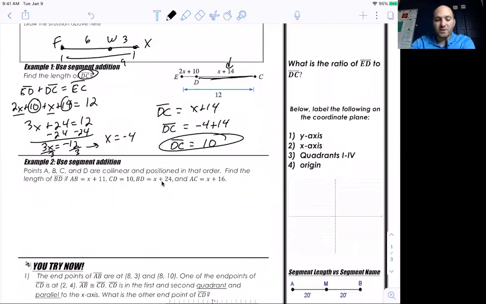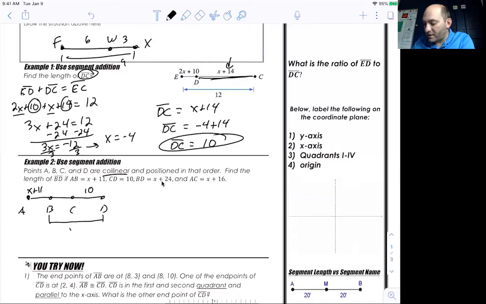All right. So here's my number one piece of advice in geometry: when in doubt, draw it out. In this example 2, I don't have a diagram, so I'm going to make one. It tells me that A, B, C, and D are collinear and positioned in that order. So 1, 2, 3, 4: A, B, C, and D. Find the length of BD if AB is x plus 11, CD is 10, BD, so that's this length, is x plus 24, and then AC is x plus 16.